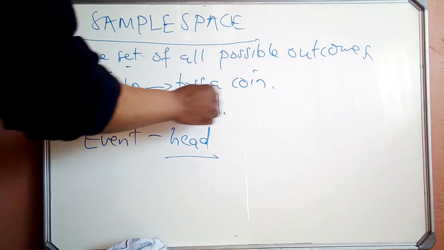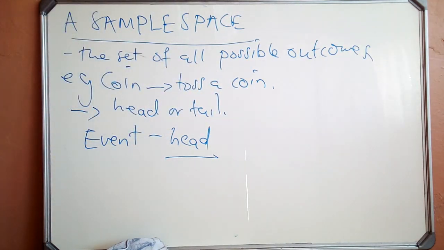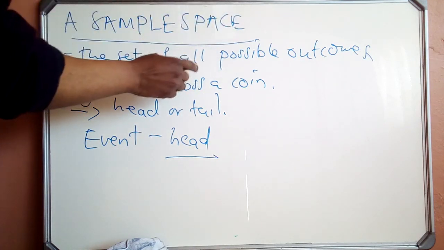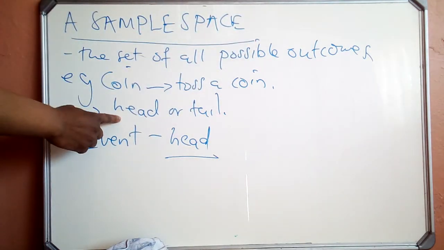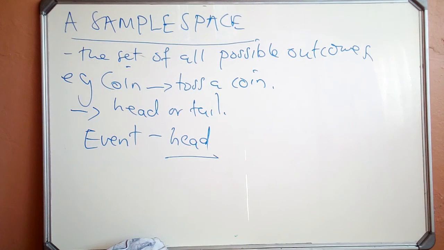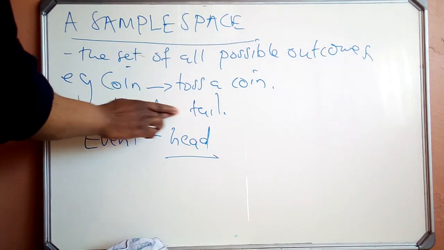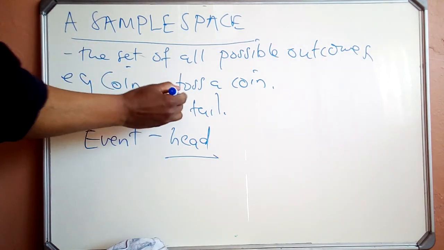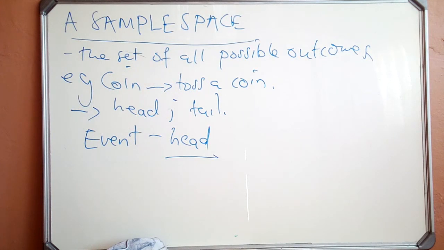The activity is tossing a coin. The event is that it will fall on a head. The sample space is all the possible outcomes, which is head and tail. Head and tail are the sample space, which is all the possible outcomes that we have there.